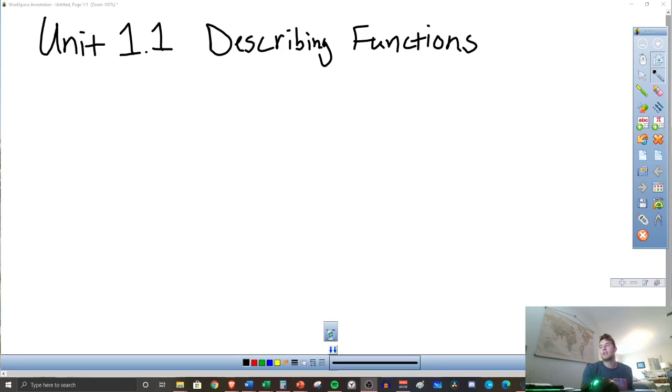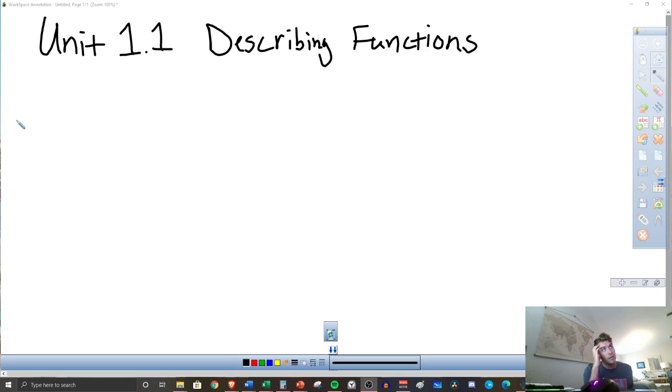All right, Integrated Math 3 distance learners, today's lesson is going to be over describing functions. At this point, you have already learned about two types of functions. Maybe Integrated Math 2 went over more than just that, but the primary ones that you've been studying have been linear and quadratic.